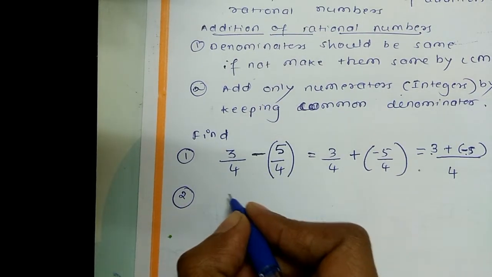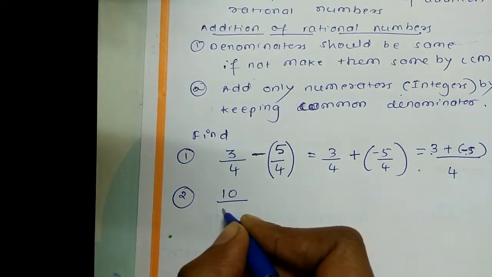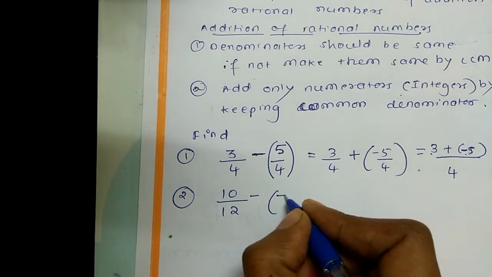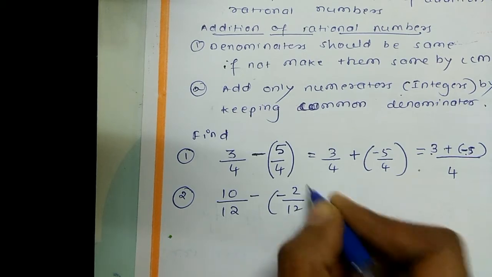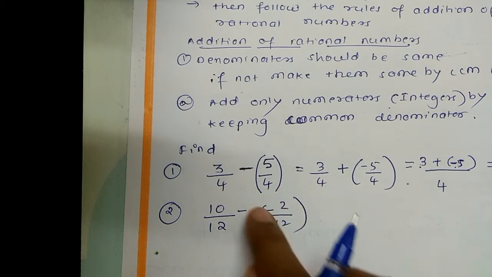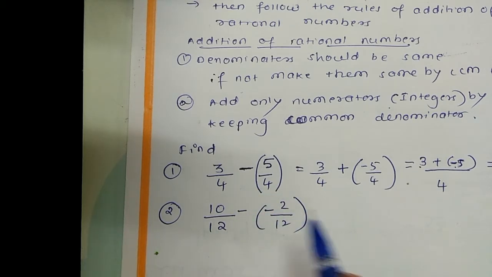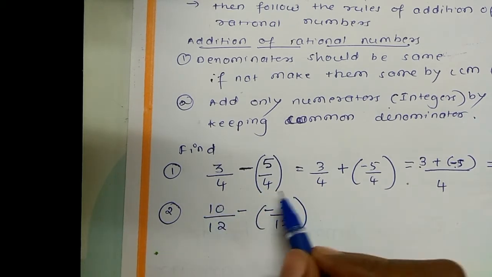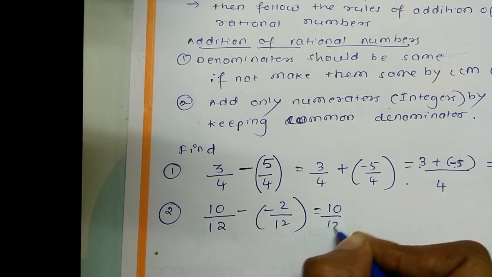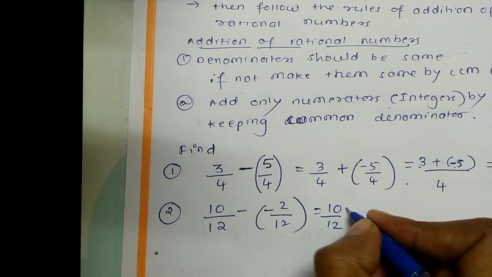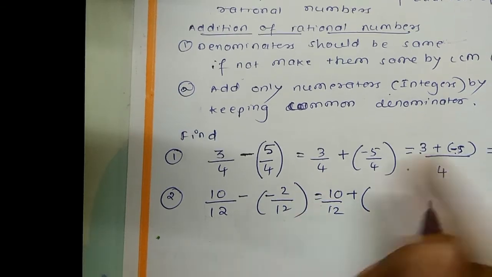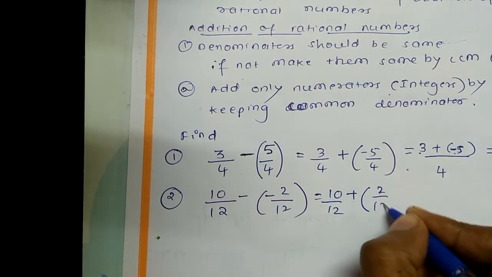Now let us take one more example: 10 by 12 minus 2 by 12. You have to add the additive inverse of the rational number which is to be subtracted. Here we have two rational numbers, 10 by 12 positive and one more negative, minus 2 by 12. So 10 by 12 keep as it is and add. Instead of subtraction, add the additive inverse of minus 2 by 12. The additive inverse of minus 2 by 12 is, just change the sign, plus 2 by 12.